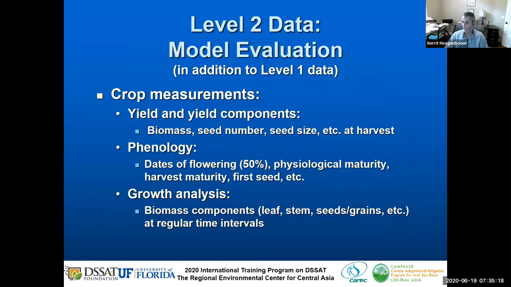We would like to have some information about what we refer to as phenology. So that is basically how the plant changes over time from vegetative growth to reproductive growth to seed growth to harvest. So the critical dates there would be when the plant starts flowering, defined as the first flowering date, and when the plant reaches physiological or harvest maturity.